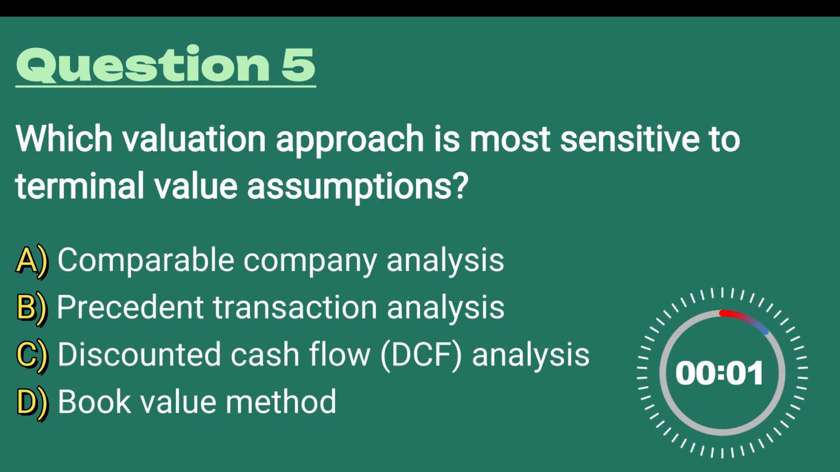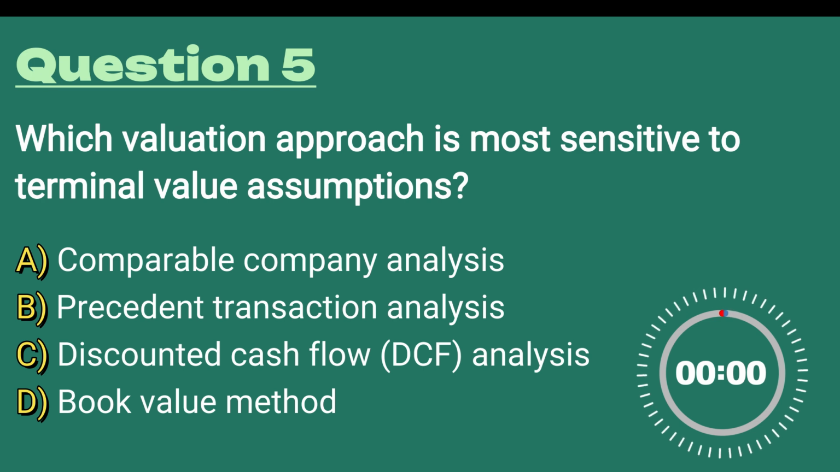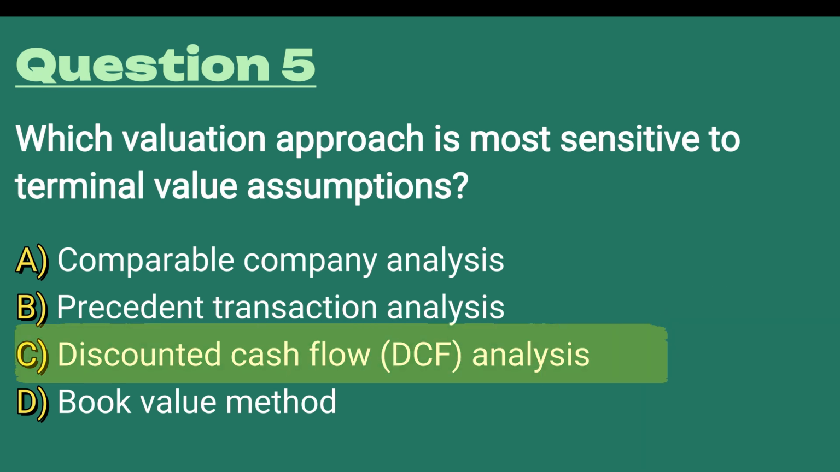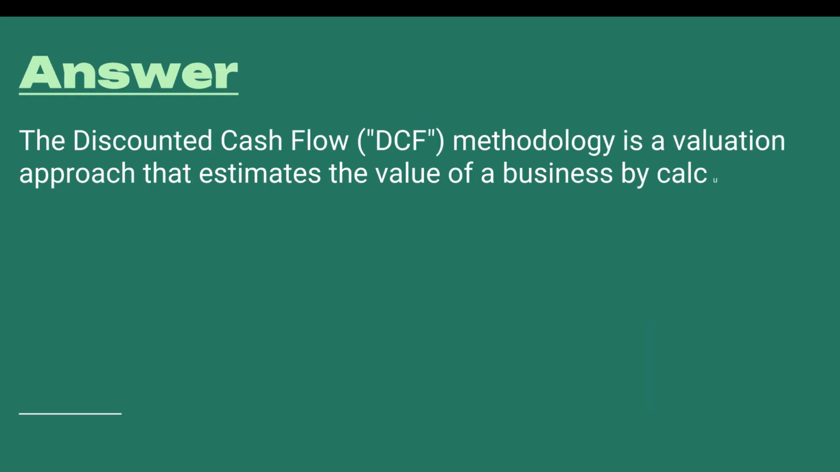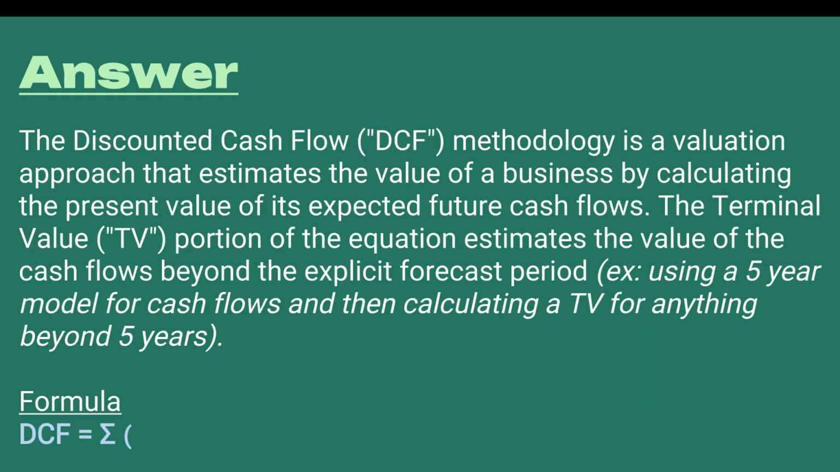The answer is C, the discounted cash flow analysis. A discounted cash flow is a valuation approach that estimates the value of a business by calculating the present value of its expected future cash flows plus the terminal value portion of the equation, which estimates the value of the business in perpetuity. Normally, you'll develop like a 5-year cash flow, and then you'll layer in this terminal value concept, which is what the business is worth in perpetuity.